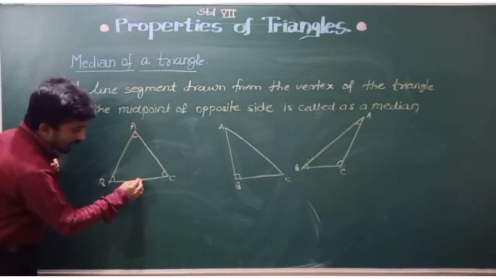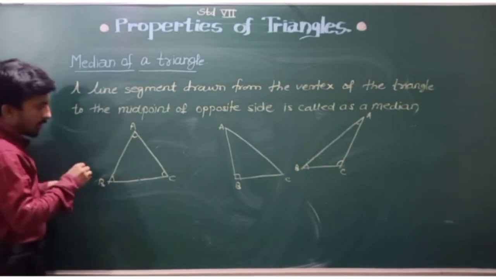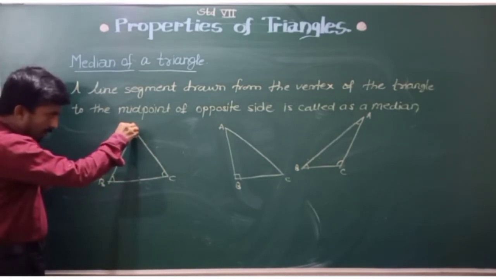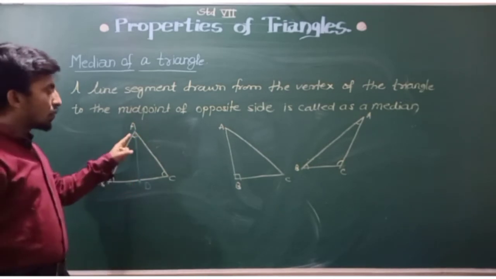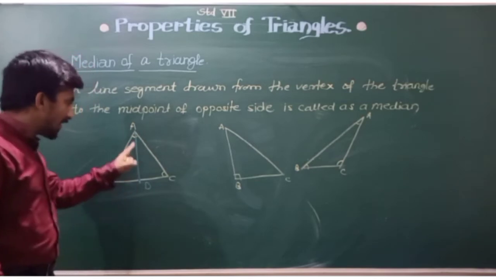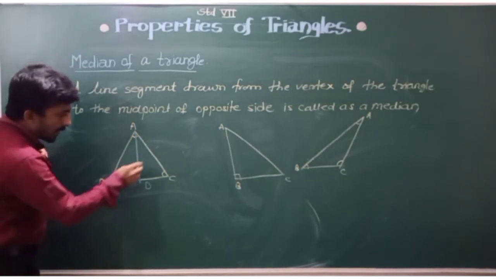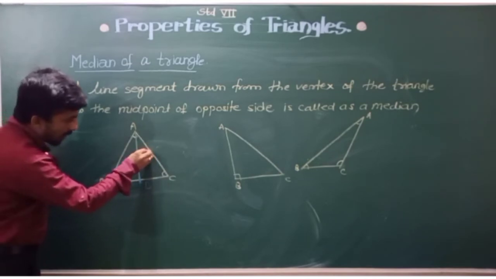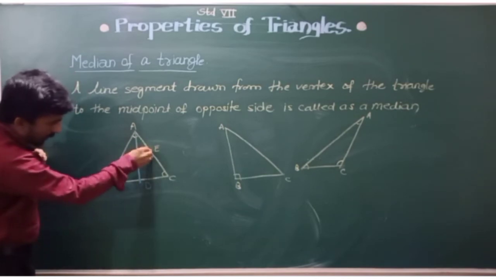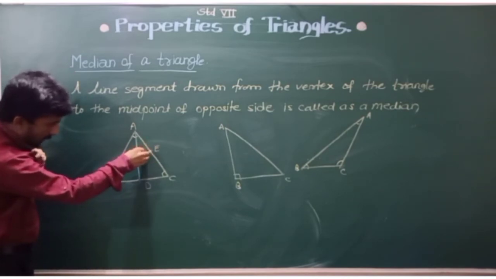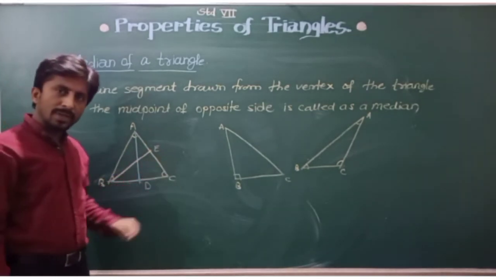So I want to draw a median for this triangle. From vertex A, I will first find the midpoint. Let D be the midpoint. If I join this midpoint to the vertex A, I get this median AD. Suppose I want to draw a median from B, then the opposite side is AC. So I will mark this midpoint. Suppose this midpoint is E. And I will join this midpoint to the vertex B. I will get median BE.